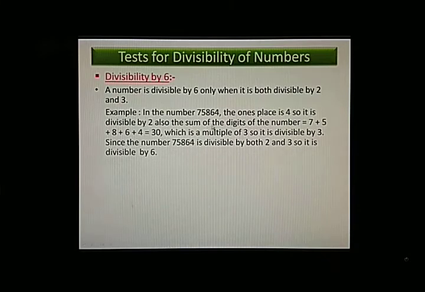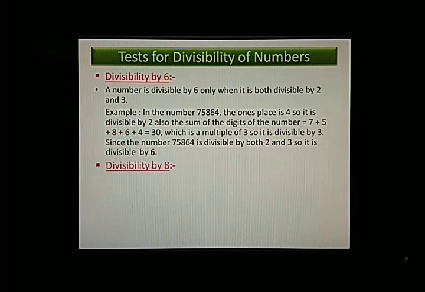It is divisible by 2 because in the ones place there is 4, and also the sum of all the digits of the number is a multiple of 3. So obviously it is divisible by 3 also. And since it is divisible by both 2 and 3, it is divisible by 6.